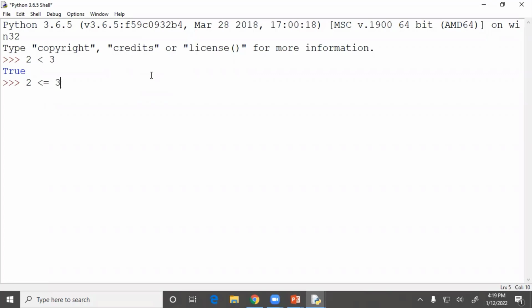And 2 is less than. Huh? I will start suffering with you guys. So 2 less than or equal 3 is. What if I say, for example, 2 greater than or equal 3?